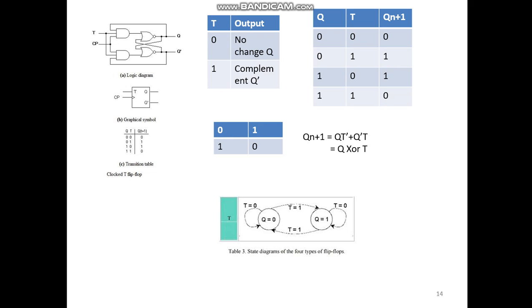So SR, JK, D and T flip flop. Then the excitation table. We need to know the excitation table of each flip flop. That means the input is Qn and Qn plus 1, output is SR. That means if you change the state, what is the input? This is a reverse operation. In the characteristics table, we give the input and find the output, like we discussed. In the excitation table, it is the output given, so what is the input? That is the excitation table, which is used for realization of flip flops, that is conversion of flip flops in the next chapter.